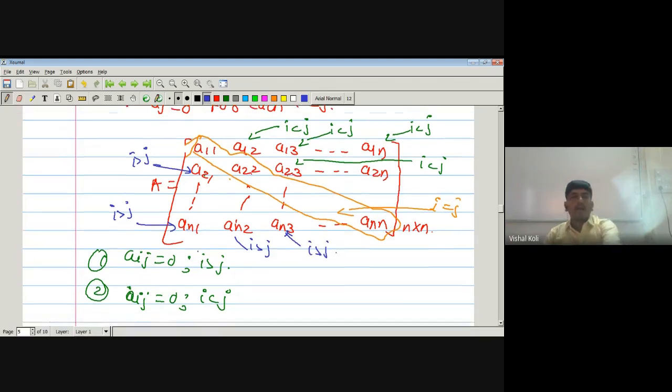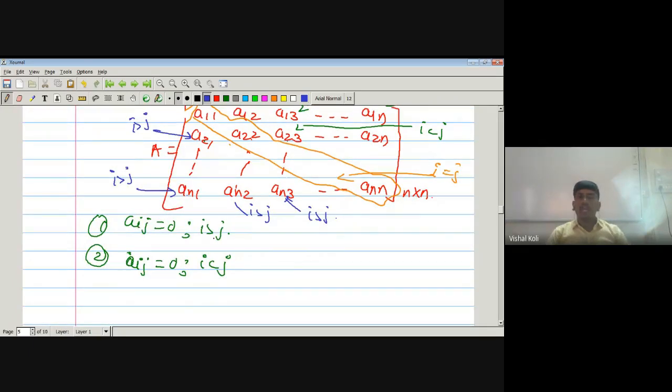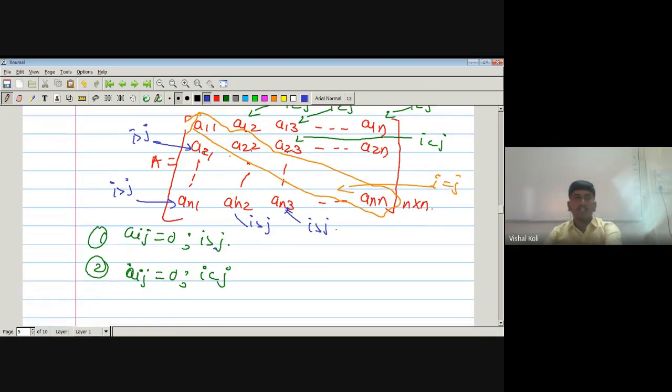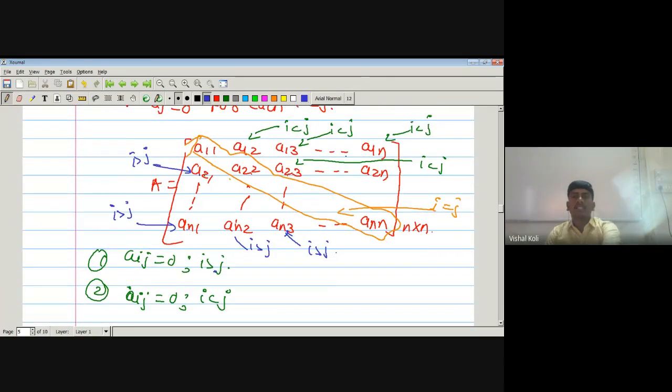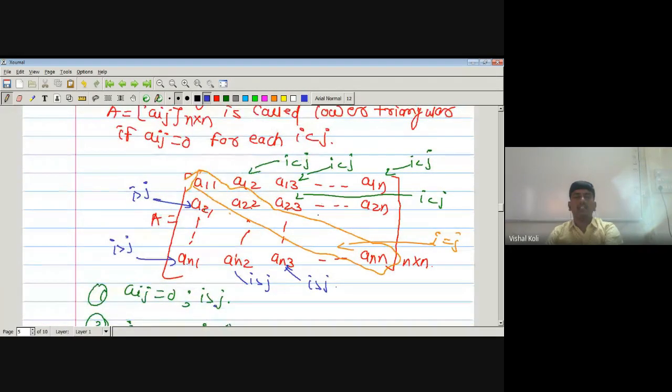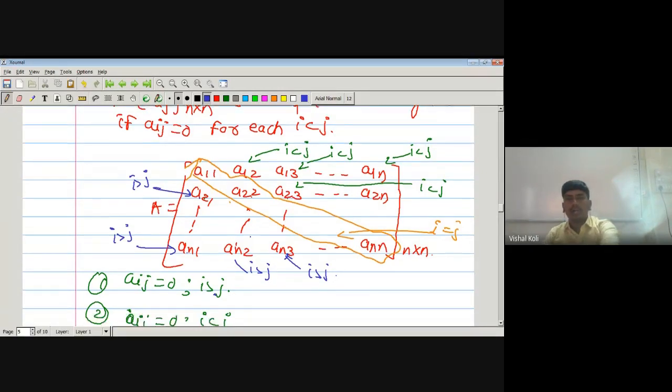So now for upper triangular, aij will be equal to 0 whenever i is greater than j. That is, if the elements below the main diagonal line, like a21, are 0, then the corresponding matrix is said to be an upper triangular matrix. And if the elements above the main diagonal line are equal to 0, then the matrix is said to be a lower triangular matrix. So these are the elements below the main diagonal line, and if they are equal to 0, then the matrix is upper triangular. And these are the elements above the main diagonal line, and if they are equal to 0, then the matrix is said to be a lower triangular matrix.